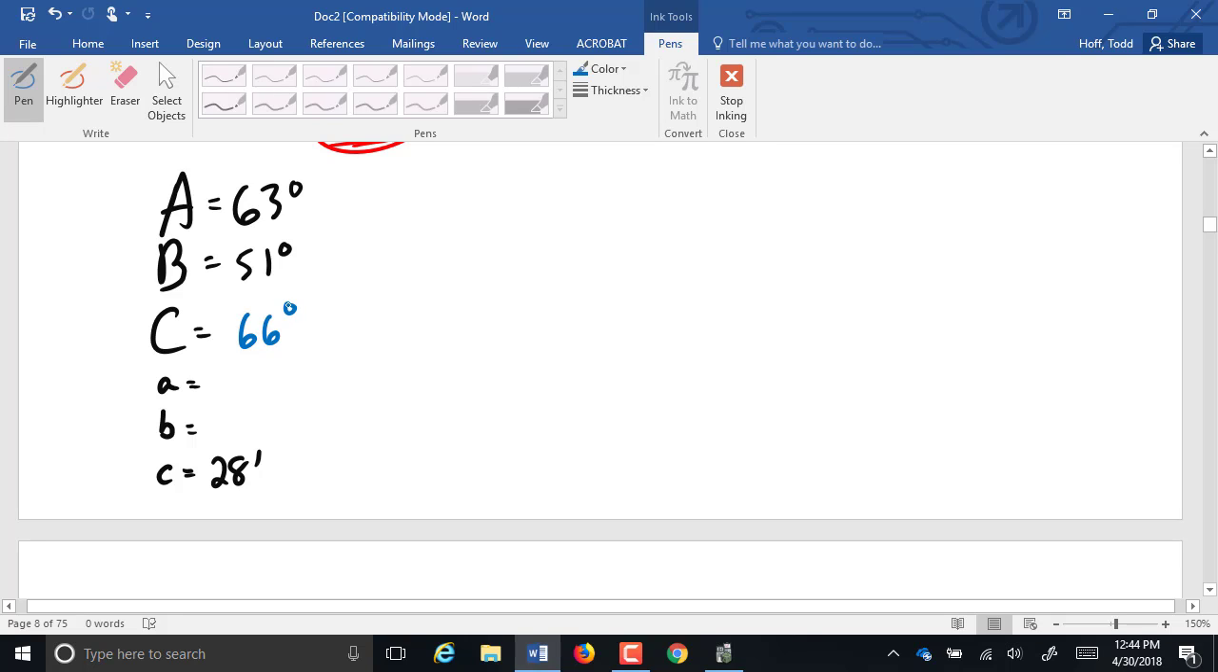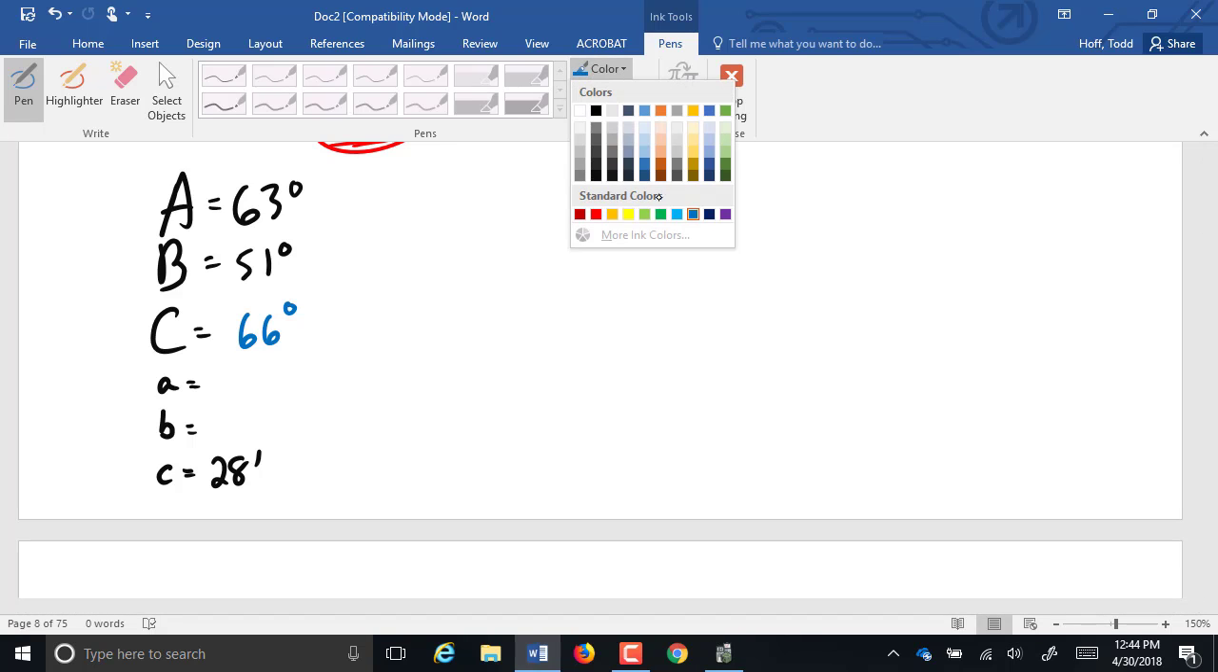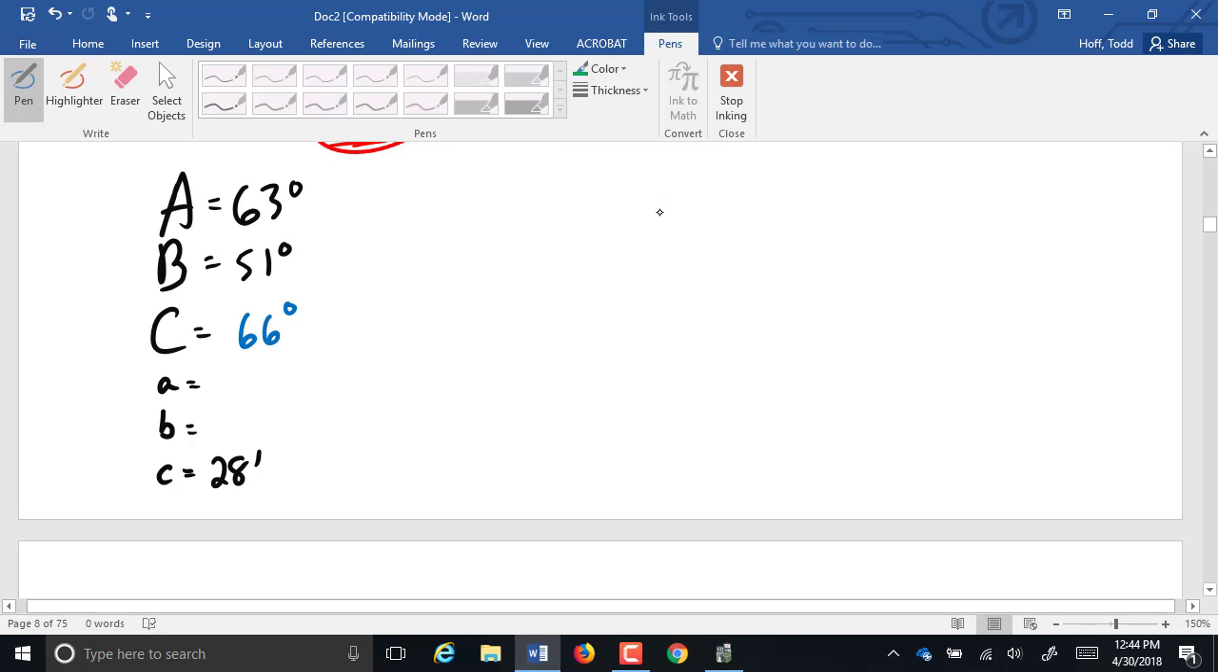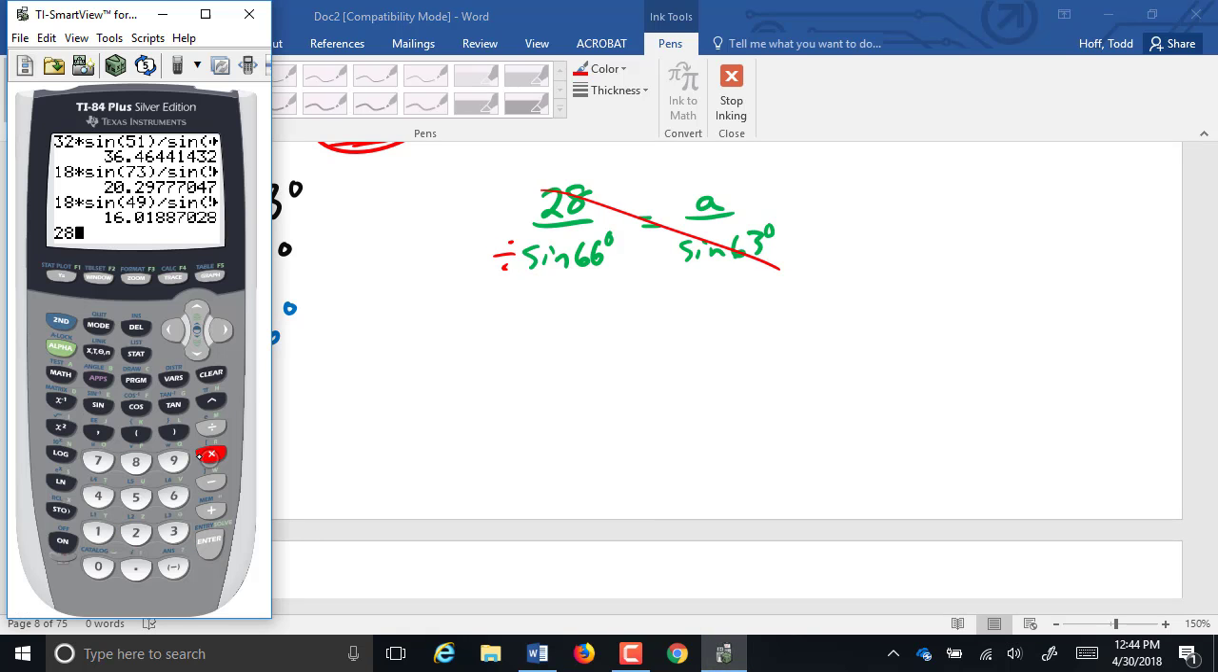So now for sides A and B, we have to use our proportion. The only side we have is the 28. What's that go over? Sine of 66. Side C is opposite angle C. Let's say we want to find side A first. What's going to go underneath it? Sine of 63 degrees. Cross multiply and divide. 28 times sine of 63 closed divided by sine of 66. 27.31.